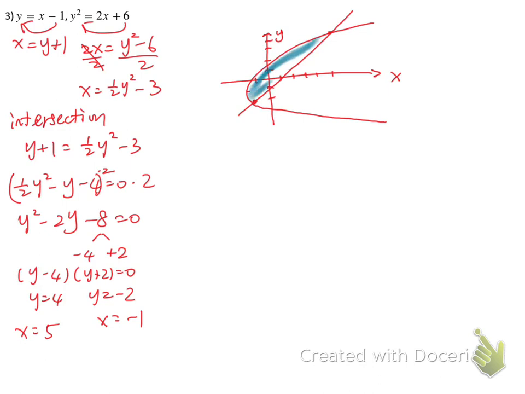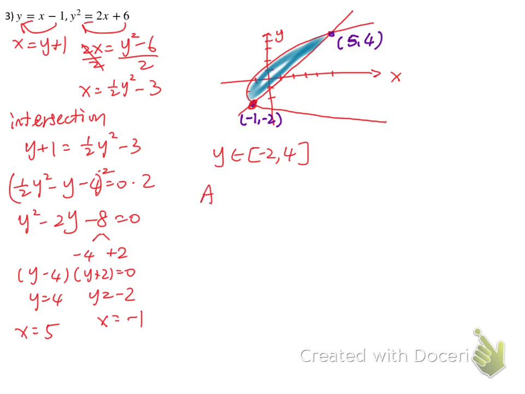So that's our region, and our region is bounded by y. The lowest y will be the point negative 1, negative 2, and the highest y will be the point 5, 4. So my y, the independent variable, is going from negative 2 here to 4 up there.